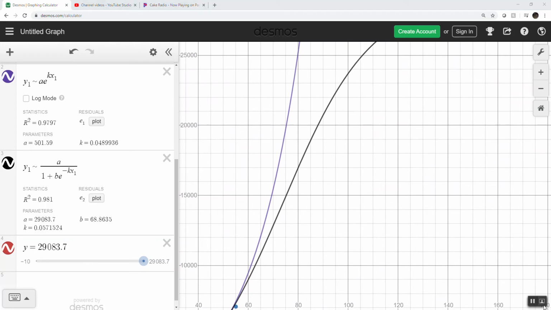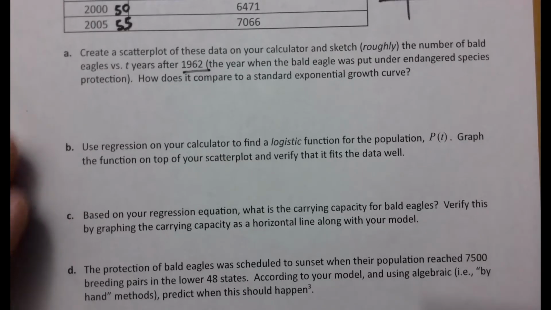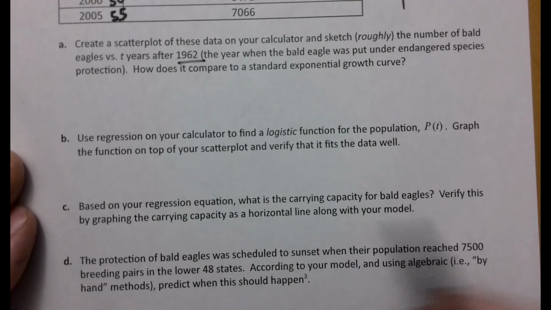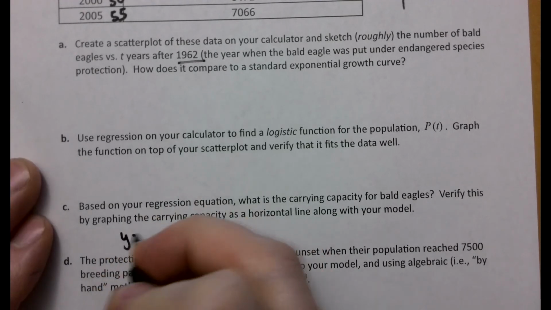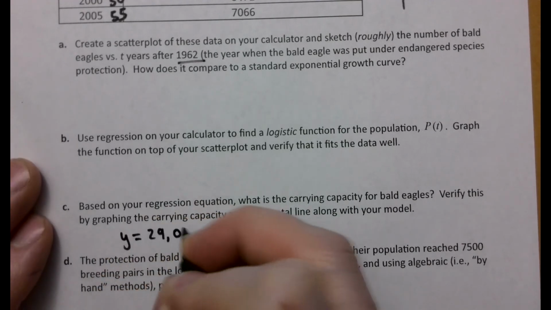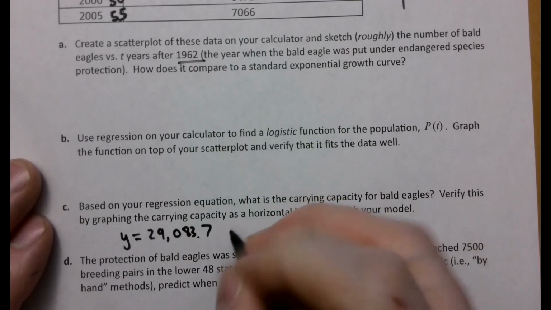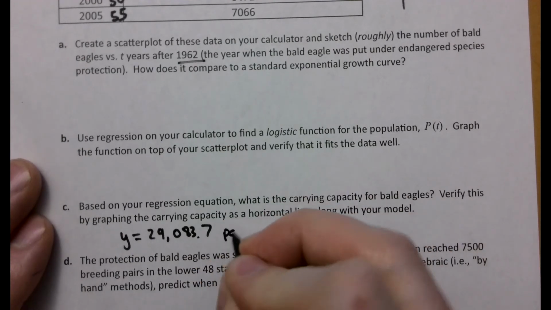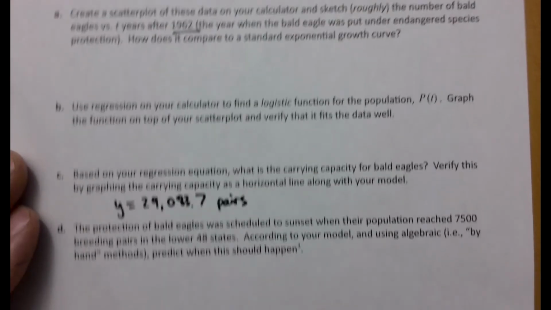So let's go ahead and write down that our A value equals 29,083.7 pairs, bald eagle pairs is what we're looking at.